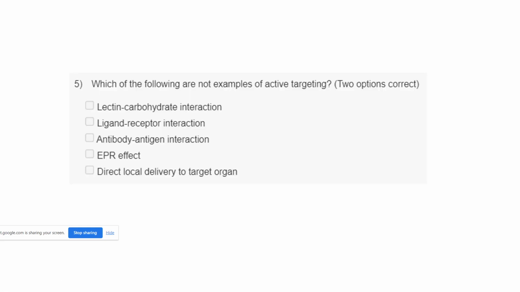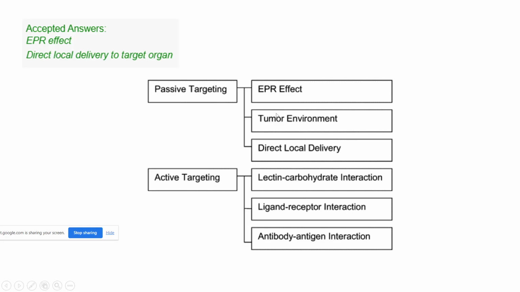This was the fifth question. Which of the following are not examples of active targeting? You have to select two correct options. Here, EPR effect and direct local delivery to target organ are not active targeting; rather these are passive targeting. Lectin carbohydrate, ligand receptor and antigen antibody interactions are part of active targeting. And EPR, tumor environment and direct local delivery are part of passive targeting.